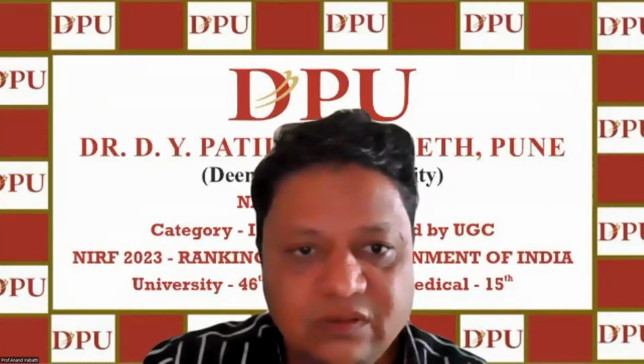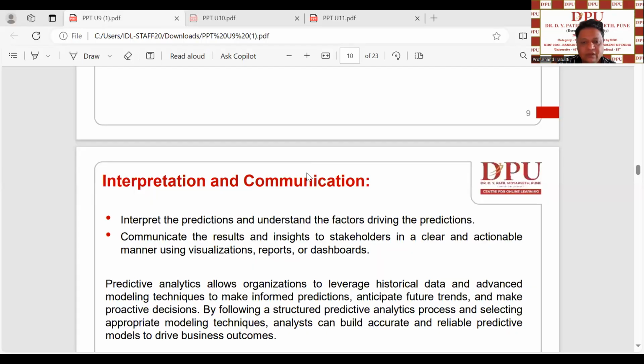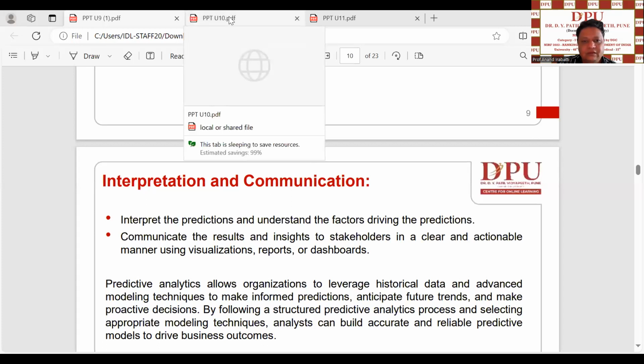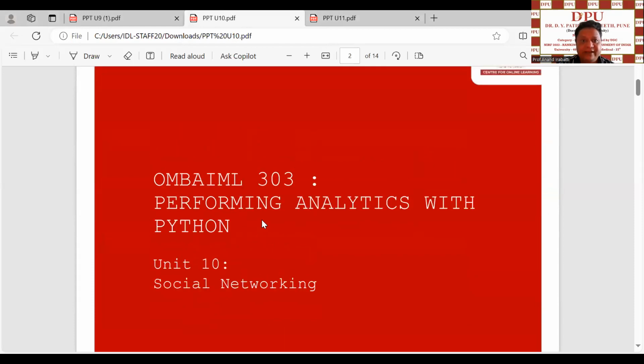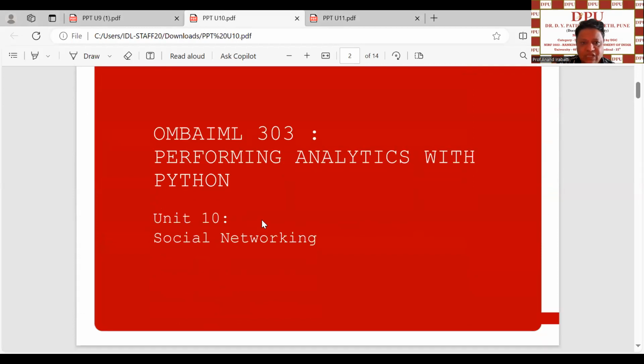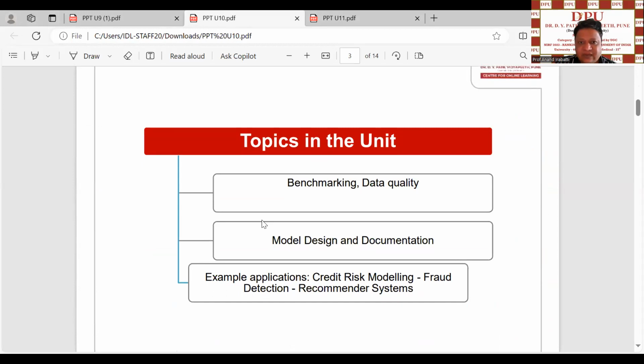Now let's move on to chapter number 10 in this OMB AIML 303 and OMBBA 305, that is performing analytics with Python. This unit number 10 is all about social networking. Here in this chapter, I'm going to cover benchmarking and data quality. I will demonstrate one example based on benchmarking.